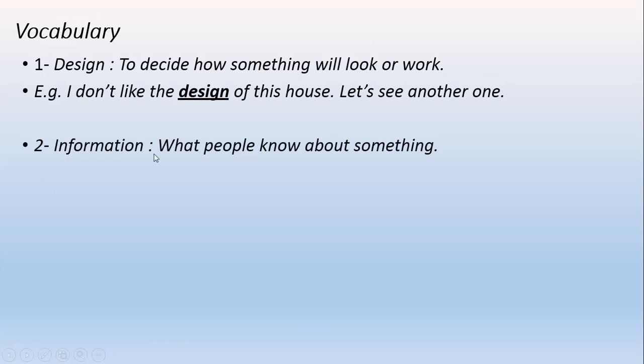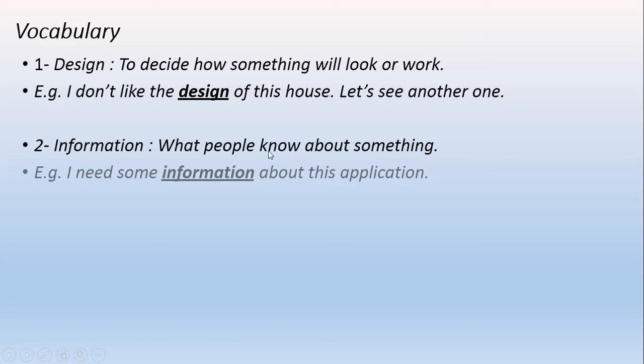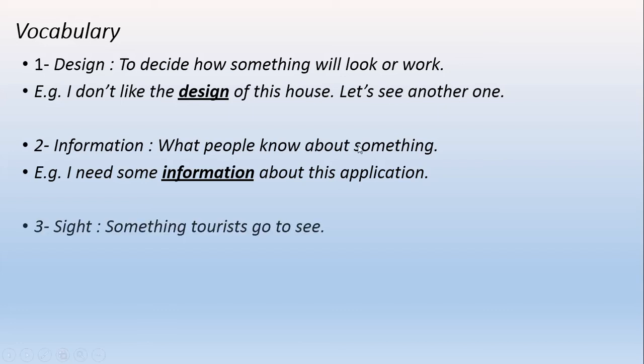Number 2, we have the word information, and it means what people know about something. What people know about something. This is called information. I need some information about this application. So information here means معلومات. معلومات عن شيء معين. So information, what people know about something.